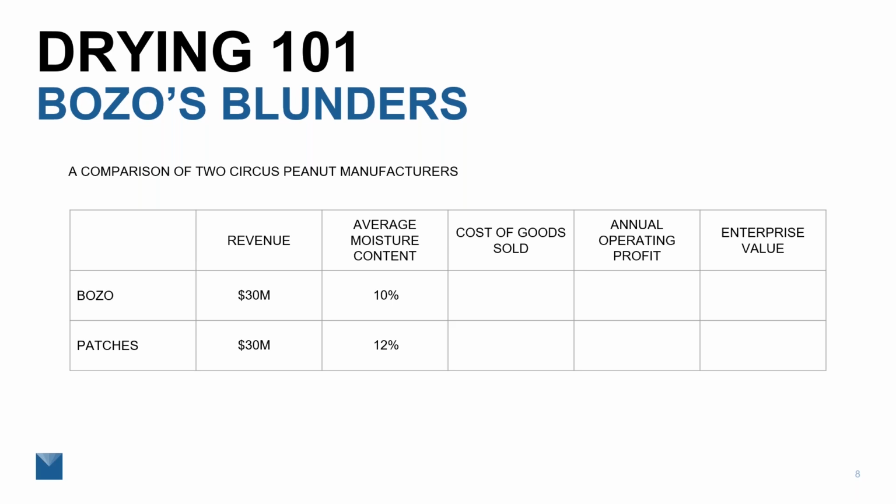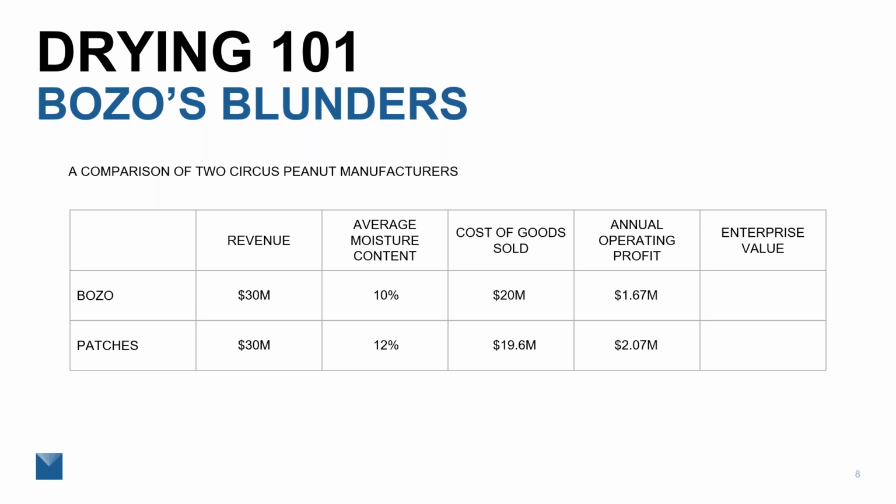How does that translate into profit? The average cost of goods sold for food processors in the United States is 67% of revenue. Because their yields are different, Bozo must spend $20 million to fill all of his orders, while Patches spends only $19.6 million to make the exact same amount of circus peanuts. An average food processor has operating margins in the United States, again, of 5.5%, which makes Bozo's profits $1.67 million. Patches' profits are 24% higher at $2.07 million.